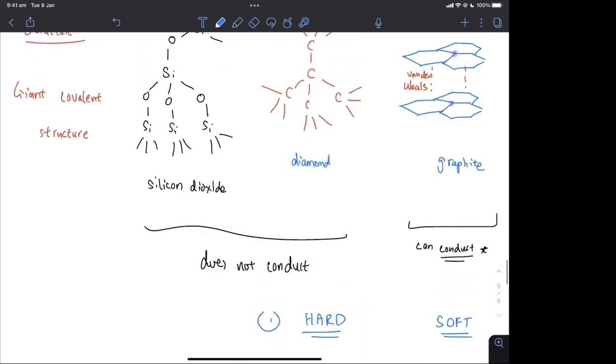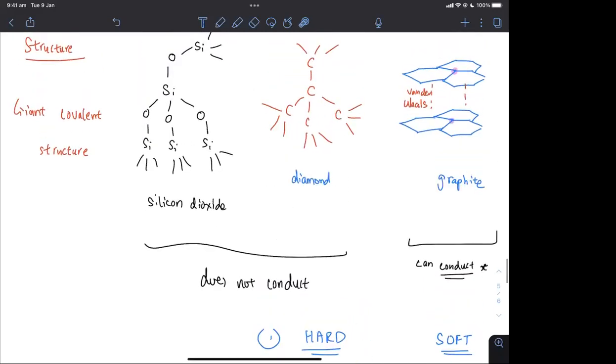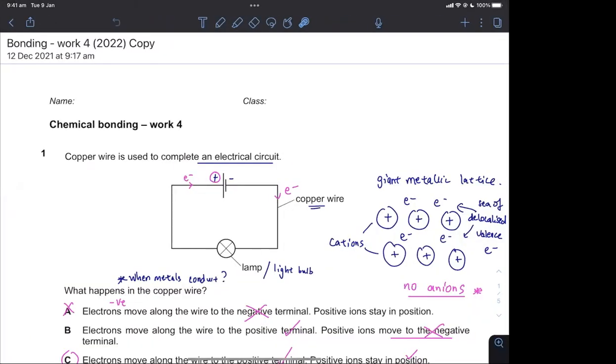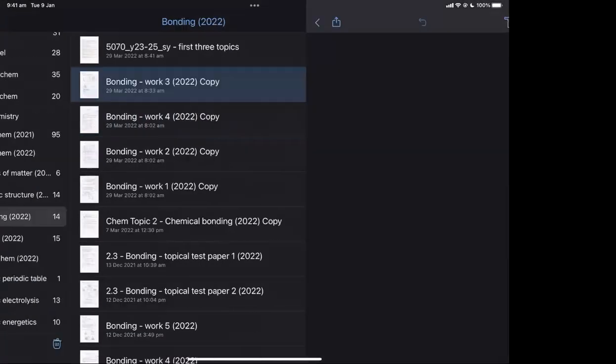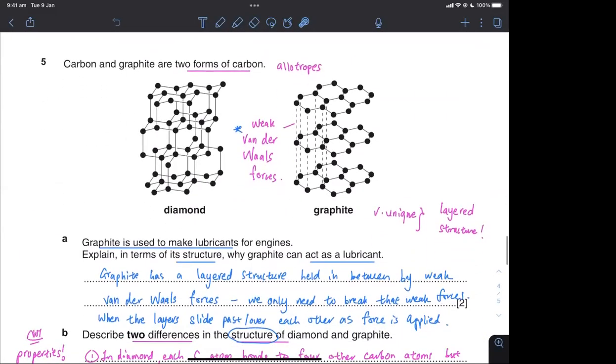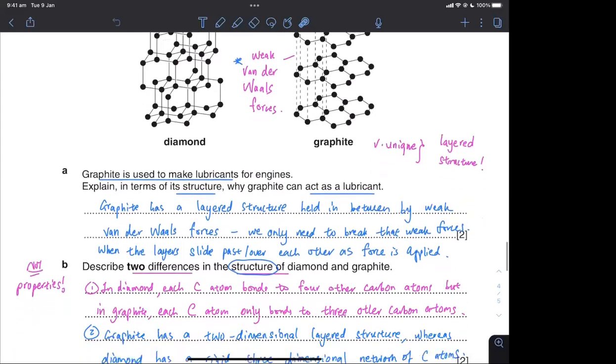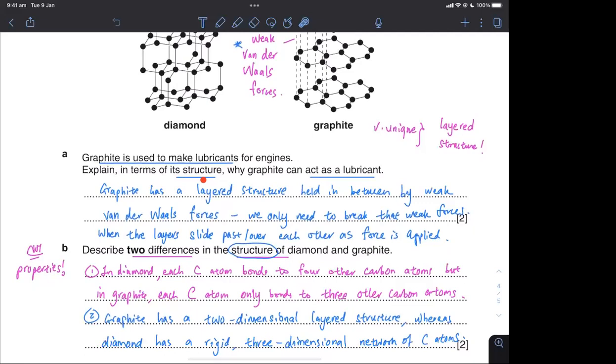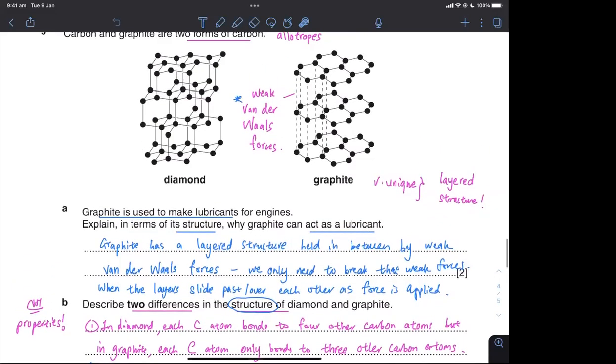This one is very hard because if you go back to the work, I think it was work 3. Diamond and graphite, there are 2 very common questions, okay. So talking about lubricants, some people just stop at talking about the giant covalent structure. But remember when we talk about structure, giant covalent structure is the big picture. But when you look at the structure here, it's about the layers that allow it to act as a lubricant. So talk about the layered structure.